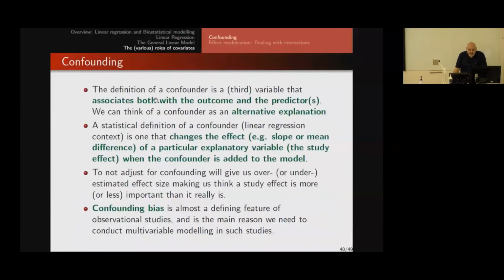Okay, so confounding, the definition of a confounder is a third variable. So we have a Y, we have an X. Those variables are of interest to us. A confounder is a third variable that associates with both the Y and the X. So we can consider it a triangle, okay? And we can think of a confounder as an alternative explanation. Now, let me give you a very, very simple example.